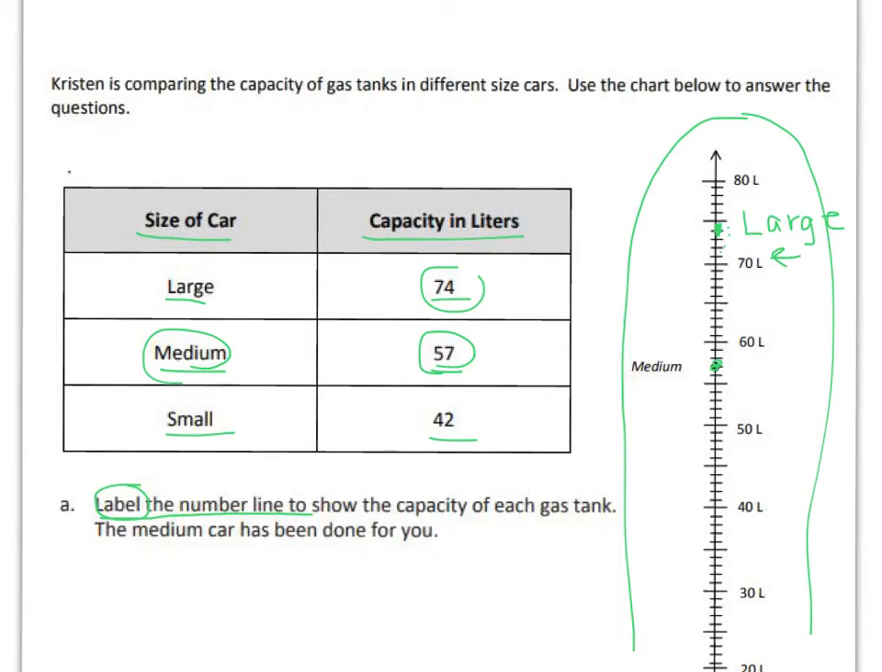I'm trying to make that more of a point. There you go. 74. And I know that 74 comes directly before 75, which is why I have a bigger, longer tick mark right above it. And now medium has been done for me. It says it right in the directions. The medium car has been done for you. There it is. Small. Small is 42 liters. Here's 40. So I'm going to count 2 more liters. 41, 42. So I'm going to plot a point at 42 liters. And I'm going to label that small.